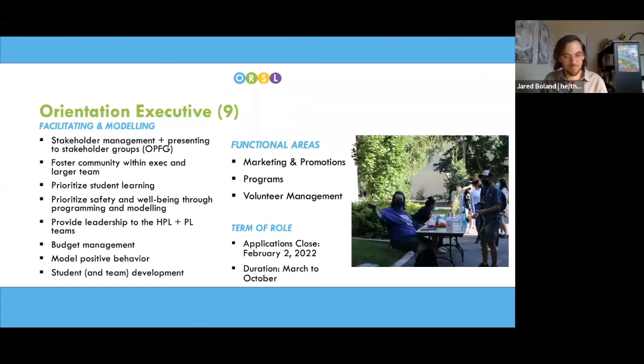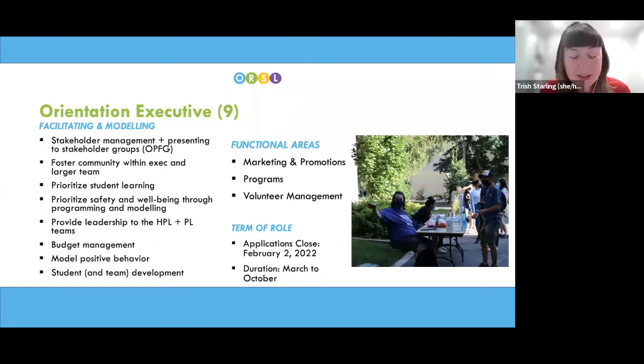It's me. So our next role is the orientation executive. Really, this is a role that is supporting the orientation coordinators. They are facilitating what orientation is going to look like. They are doing the planning around it. So really thinking about working at New College with different stakeholder groups. You might be part of a presentation that's part of OPFG, which is the Orientation Planning Functional Group.